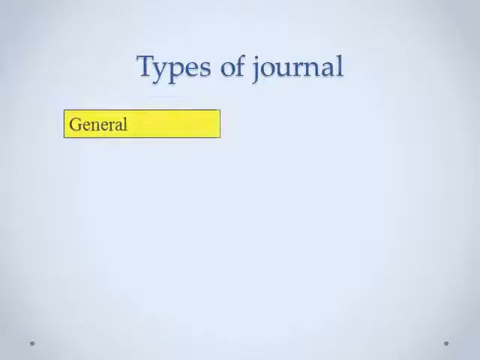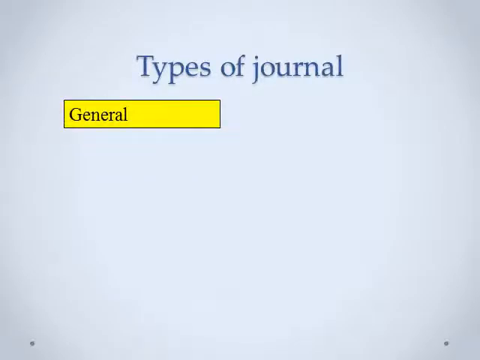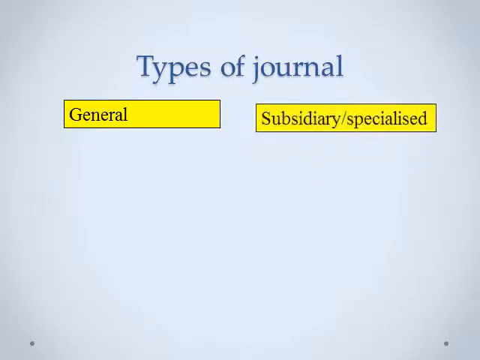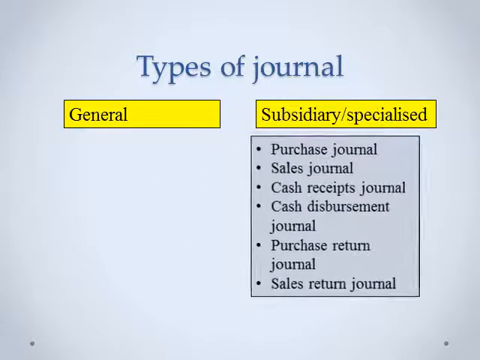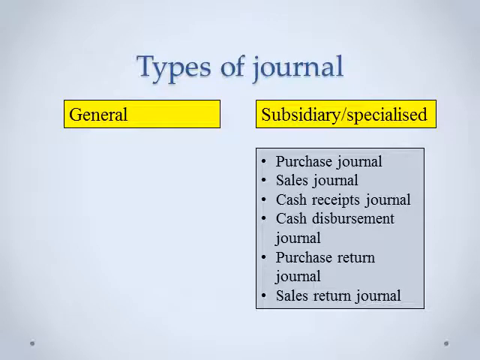Next, the types of journal. There are two types of journal, which are the general journal and the subsidiary or specialized journals. Under the subsidiary journals, there are the purchase journal, sales journal, cash receipt journal, cash disbursement journal, purchase return journal, and sales return journal.